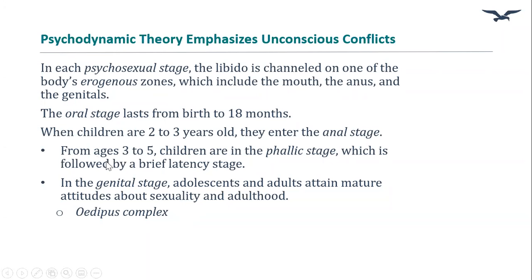I want to go back up to the phallic stage. I don't know why this is out of order, but around this age, we go into what's called the Oedipus complex. And this is going to be that attraction to the opposite sex parent. So, let's say that the son wants to marry his mother, or the daughter wants to marry the father. That is going to be an example of the Oedipus complex, and just that sexual attraction to the other parent, and then being resentful of the opposite parent.